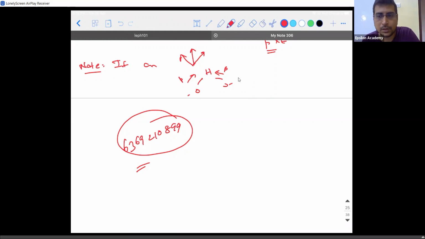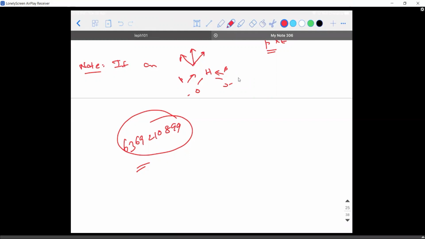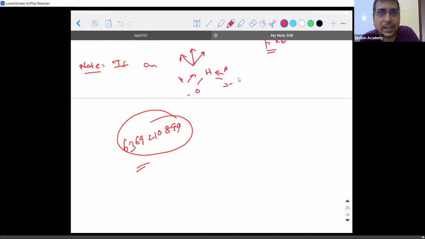Okay, so tomorrow I will start with something called stable and unstable equilibrium. That is going to be the topic for tomorrow. After that, we'll go to another important topic, which is called electric flux. That is the last part of the chapter.